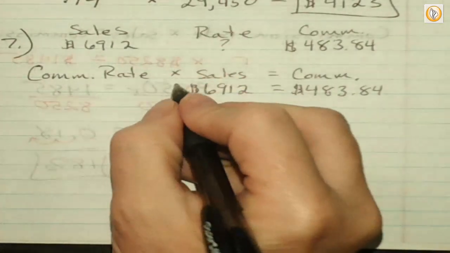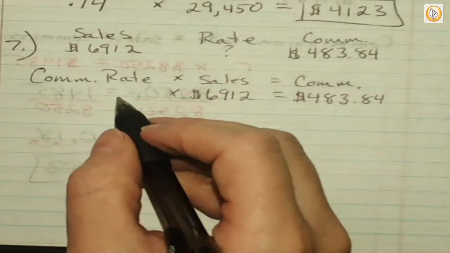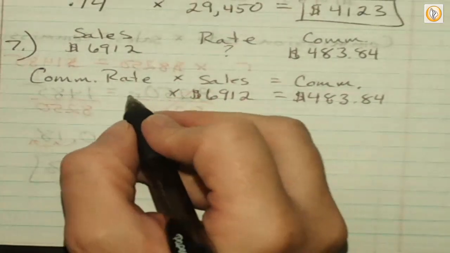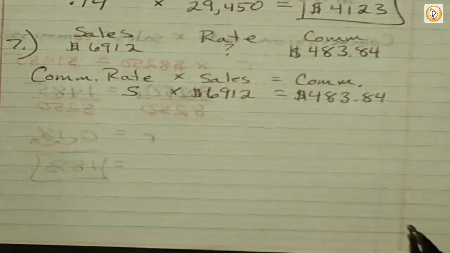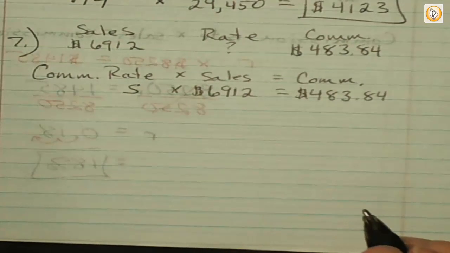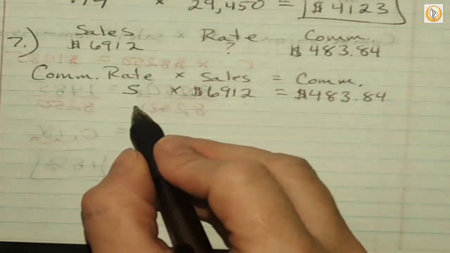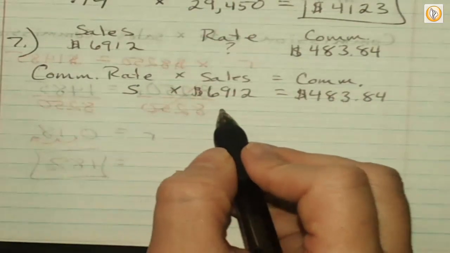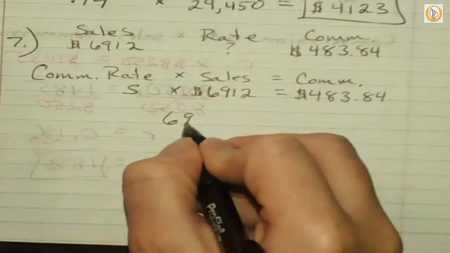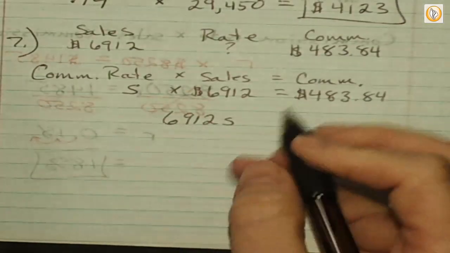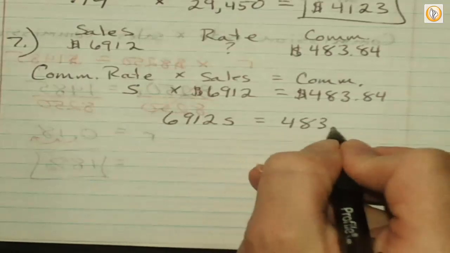Okay, so now we have to find the rate. So, Keith, if I don't know the rate, what can I call it? S? Okay, commission rate we'll call S. We're not sure why he's calling it S, but we'll go with that. So Keith, what is S times 6,912? Very good. 6,912 S equals your commission.